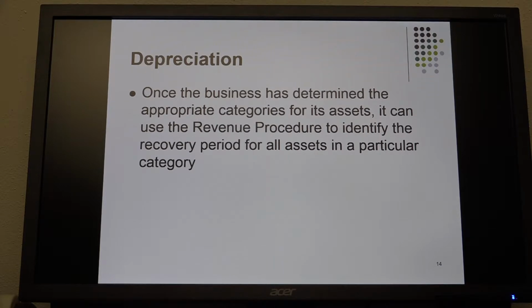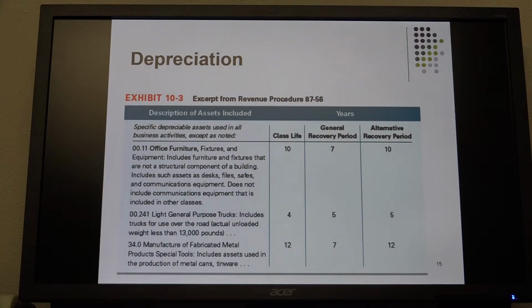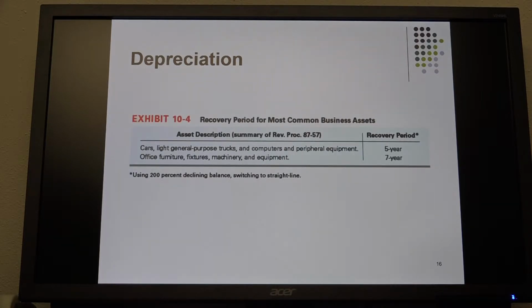All right, for most personal property assets, you're going to have a recovery period, or useful life, if you will, of either 5 or 7 years. So look at what we have here in the middle, and then they just kind of make it easier to look at by summing things up under this category. Cars, light general purpose trucks, and computers and peripheral equipment have a recovery period of 5 years.